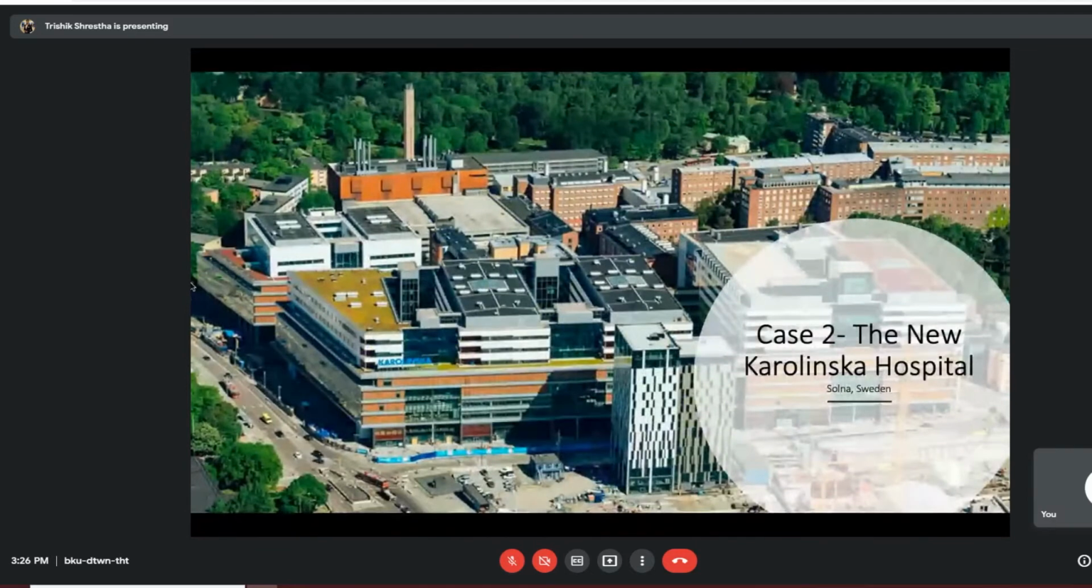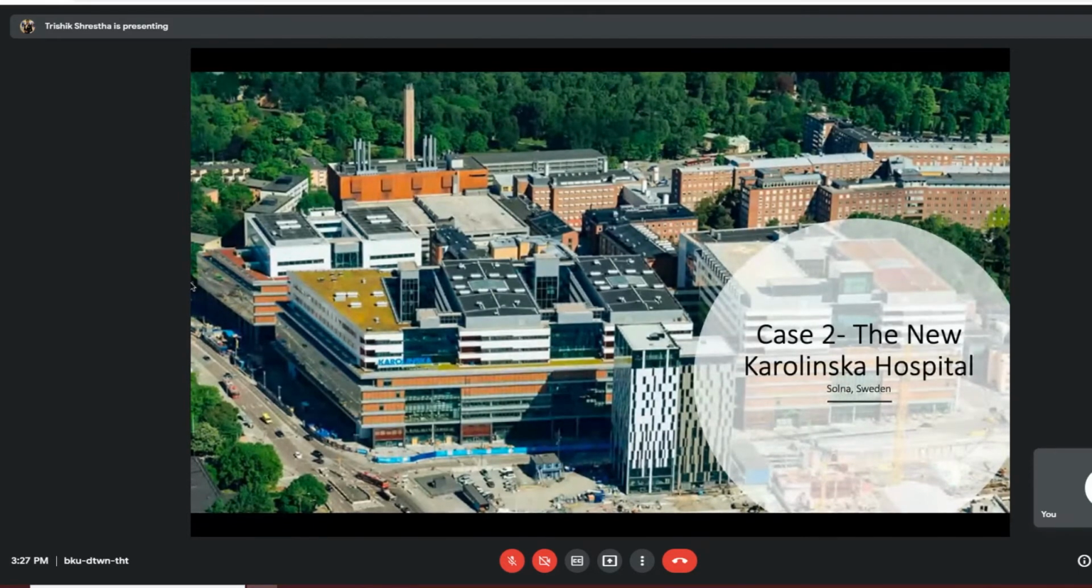So this is the second case, where we see some more relatable approaches to innovation. The New Karolinska Hospital in Solna, Sweden. It's a very particular case study because it was facing a lot of scrutiny and it was required to be constructed while not disrupting the operation of the already existing Karolinska Hospital. So it had to be constructed with minimum noise, very efficiently, without disturbing anything that the new hospital was surrounding.